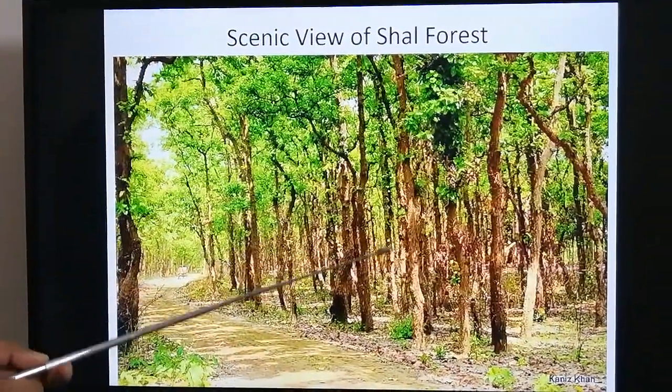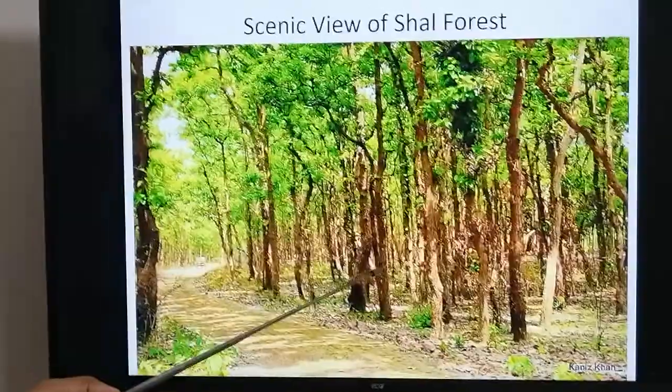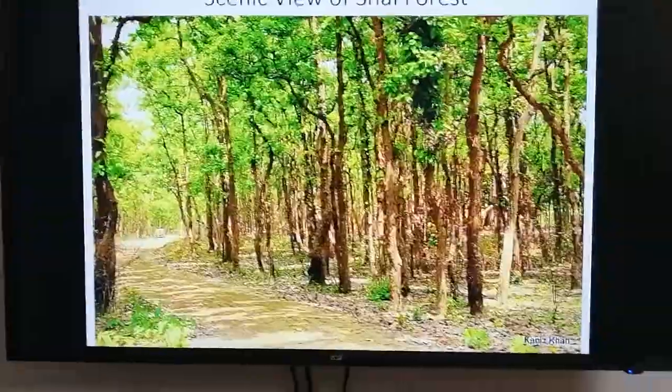This is the scenic view of shal forest. All these are shal plants or gojari plants near Dhaka.